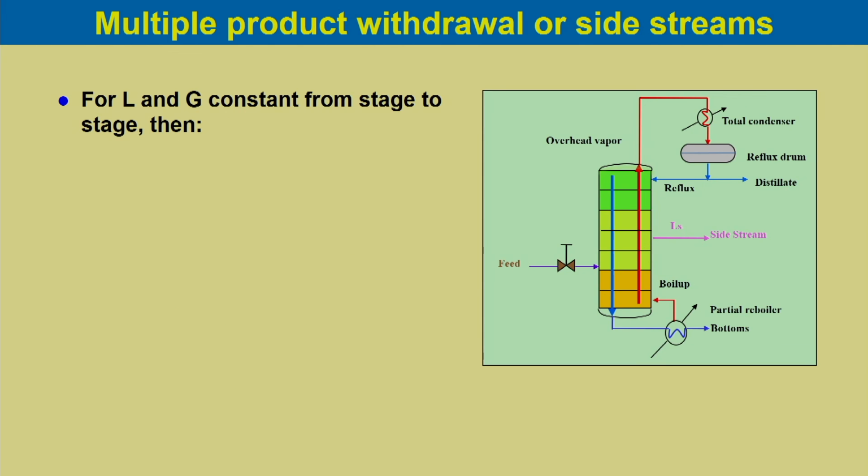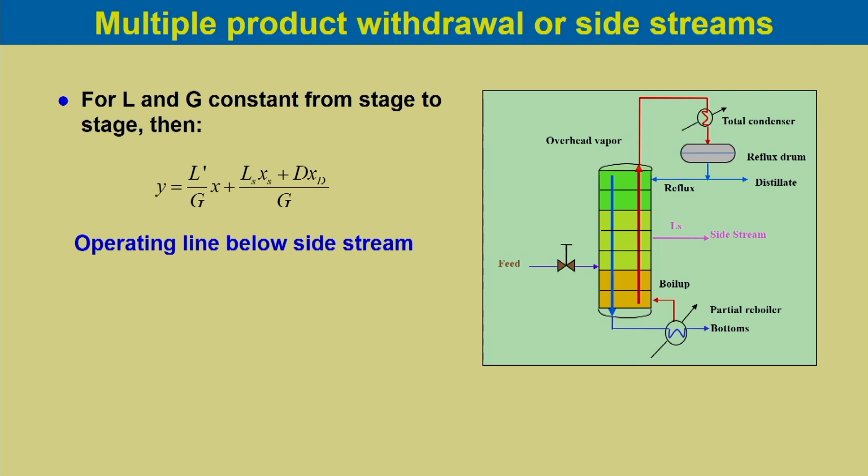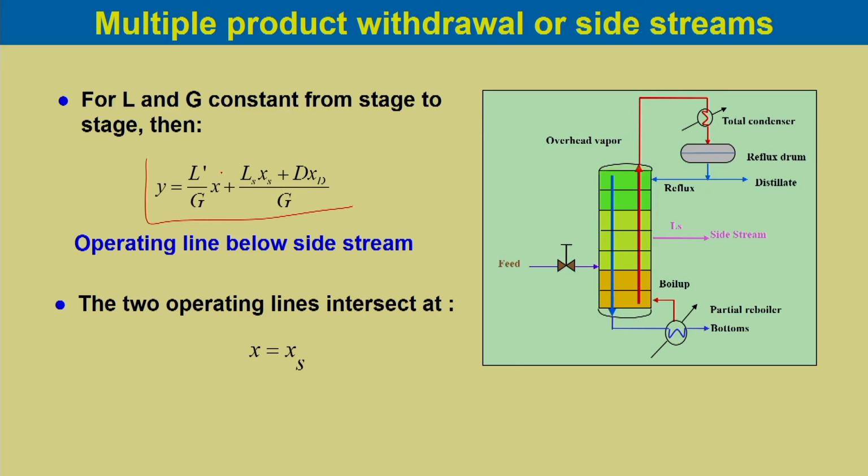For L and G constant from stage to stage, we can write y would be equal to L dash by G into x plus L s into x s plus D into x D by G. This is the operating line below the side stream. What will happen is, the two operating lines intersect at x is equal to x s.